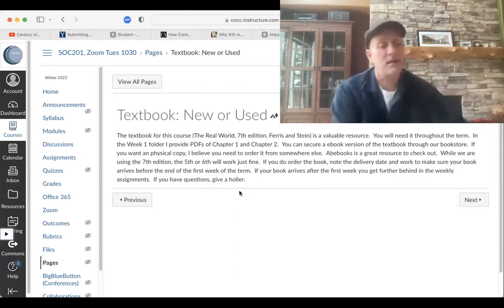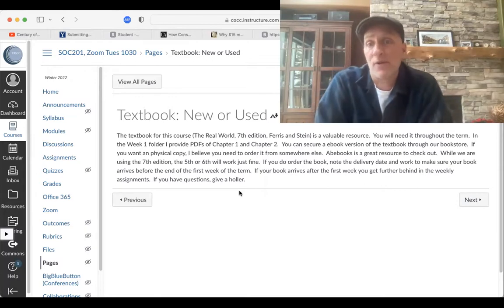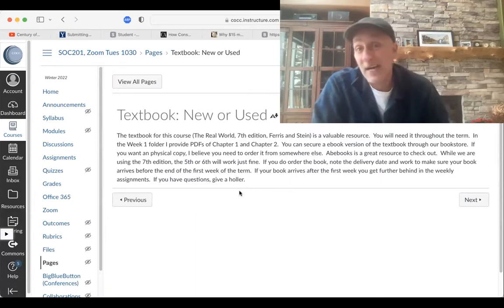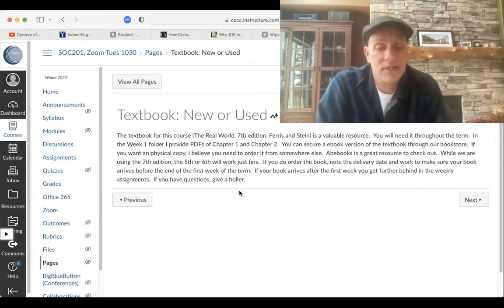I'll bring this book back up when I talk about the assignment format, and how to engage with the textbook. For the purpose of this class, this is a 7th edition. They're going to the 8th edition starting next year. You can get the ebook through the bookstore. Go online, find a used copy.